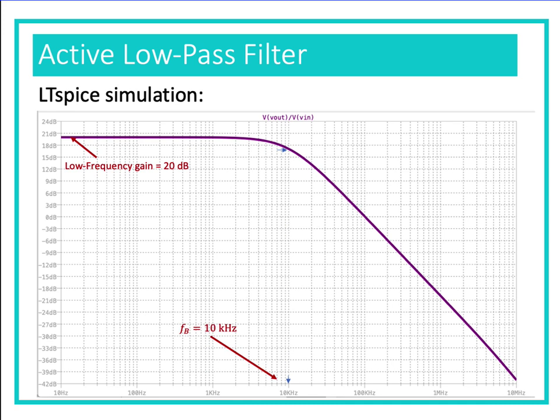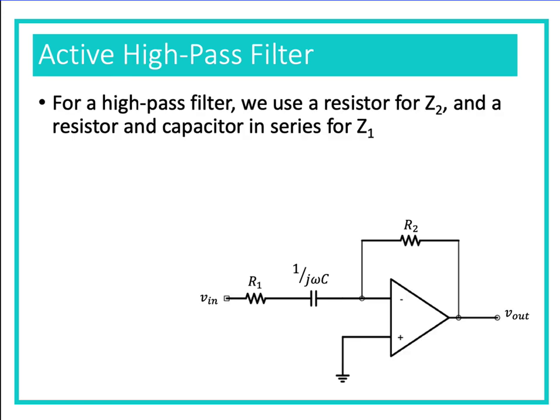So that's exactly what we would expect. Even though we had to use standard values, we still get very reasonable results from this particular filter. A high-pass filter is very, very similar.